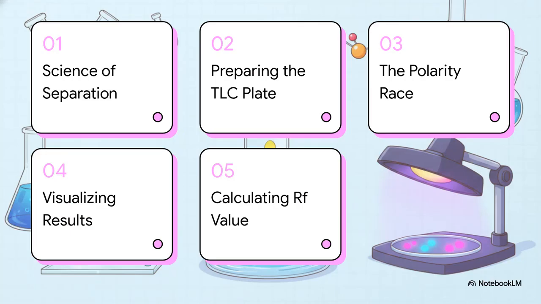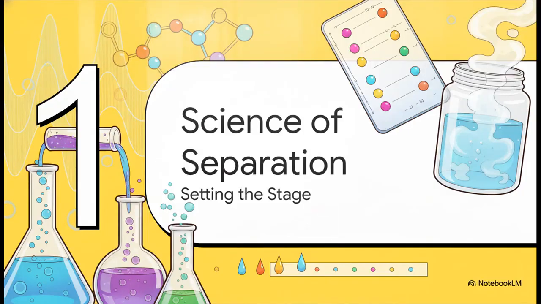Here's our quick roadmap for today. We're going to cover 1. The science of separation, 2. Preparing the TLC plate, 3. The polarity race, 4. Visualizing the results, and 5. Calculating the RF value. Let's kick things off with Section 1, the science of separation, setting the stage.